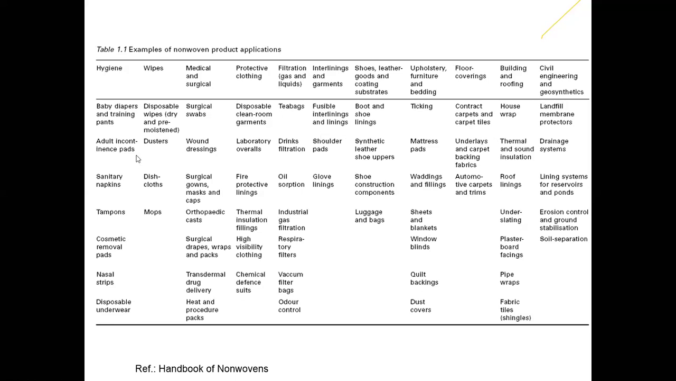Adult incontinence pads, sanitary napkins, tampons, cosmetic removal pads, nasal strips, disposable underwear. So they all come in the category of hygiene. They all are non-woven fabrics. In wipes, we have disposable wipes, dry and pre-moistened. As I told you earlier, there are face wipes available.